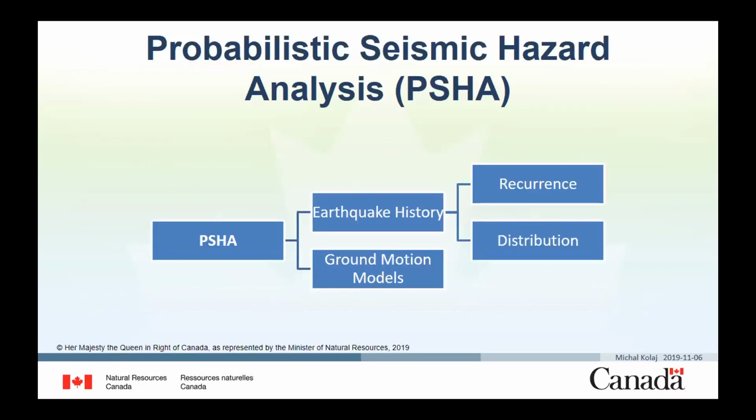These are the very broad parts of a probabilistic seismic hazard analysis. One of them is determining earthquake history. This is where do earthquakes happen and how often do they occur. The second part is, given these earthquakes, how strong is the shaking from them? This is what we call ground motion models, ground motion prediction equations, or attenuation relations. They have a lot of names, but they're all basically the same.